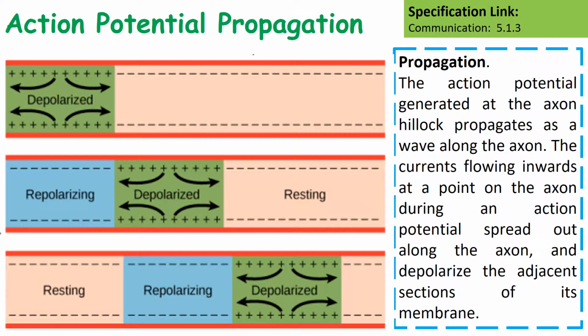The propagation of an action potential is as follows. The action potential generated at the axon hillock, which means the start, propagates as a wave along the axon. The current flowing inwards at the point of the axon during an action potential spreads out along the axon and depolarizes the adjacent sections of its membrane. The diagram on the left-hand side shows how depolarization followed by repolarization followed by getting back to resting state occurs.